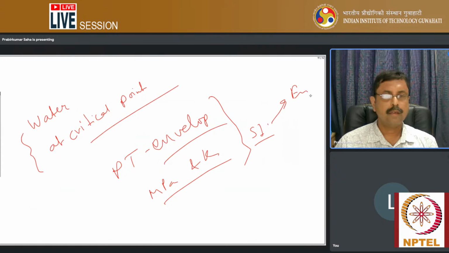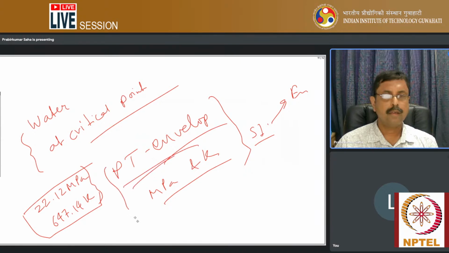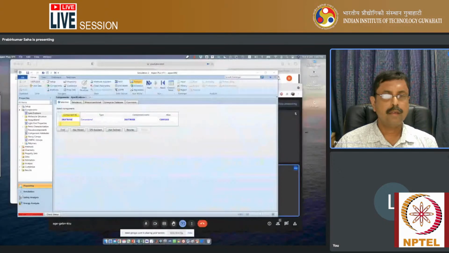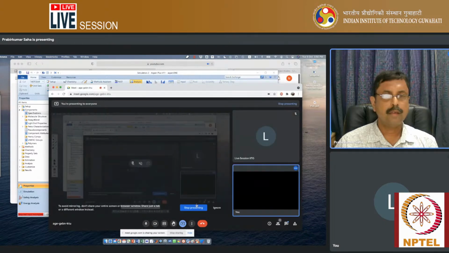and you will find the critical point at 22.12 megapascal and 647.14 K. So this is the critical pressure and temperature for water, and from the PT envelope you can get this information. That is how you can work on the critical point of water.